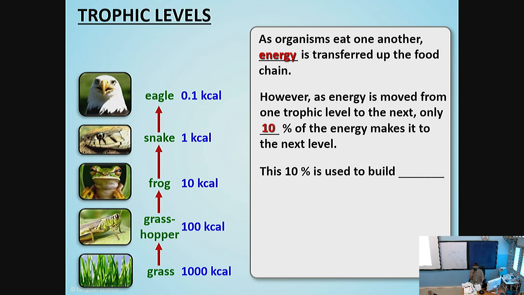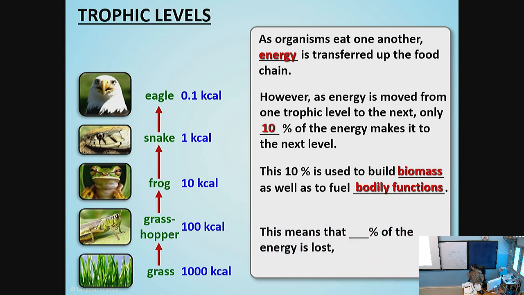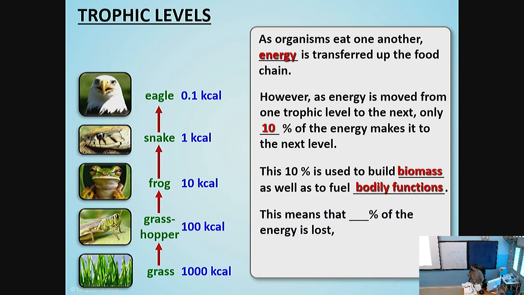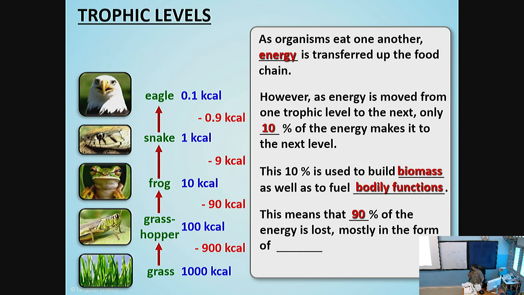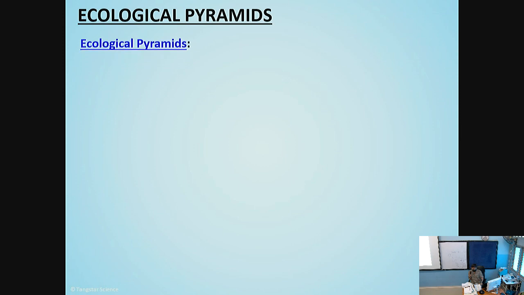Okay, the 10% is used to build or create your biomass as well as to fuel bodily functions in the organism. This means that 90% of the energy is lost, mostly in the form of detritus and as heat from metabolic processes.